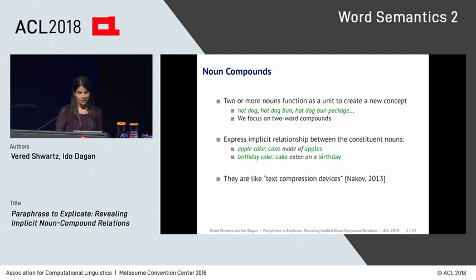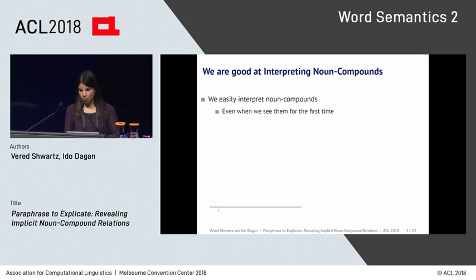And this nice definition from Nakov defined noun compounds as text compression devices that allow us to say more by using fewer words. And the nice thing about it is that we're actually pretty good at decompressing them. So let's see an example. We are good at interpreting noun compounds, even if we've never heard them before.